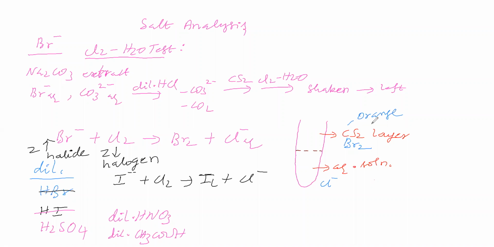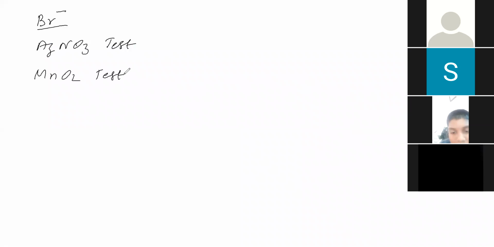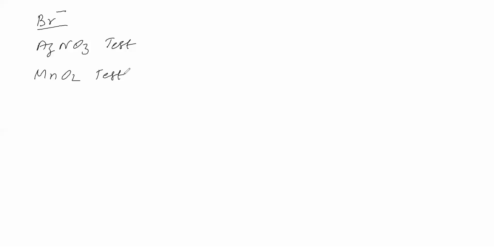Okay, so we have discussed the bromide confirmatory tests. For bromide, what are the confirmatory tests? One is the silver nitrate test. For the silver nitrate test, we are using sodium carbonate extract. Next one is the MnO2 test. For the MnO2 test, we are using a bromide salt directly, not sodium carbonate extract.